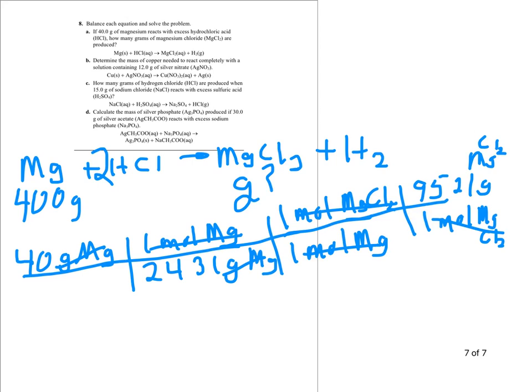Now divide by 24.31 and multiply by 40. And we get approximately 156.65 plus a bunch of other digits. And to 3 sig figs, that would be 157 grams of MgCl2.